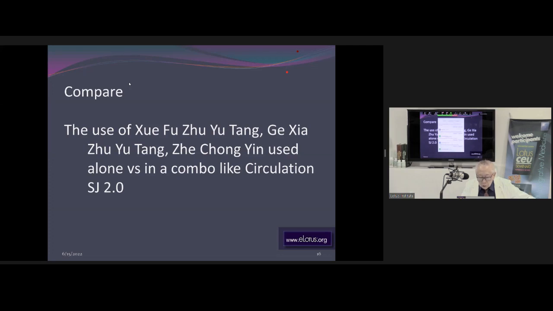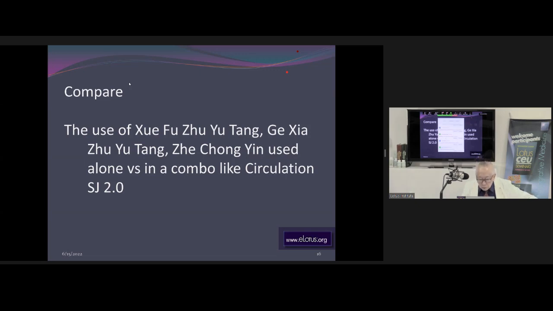Why don't you use Shao Fu Zhu Yu Tang for the lower jaw? Shao Fu Zhu Yu Tang is for warming up the lower jaw. It's not for the pain. I use it for infertility, for people with endometriosis, which is considered a very severe cold condition and constriction. I don't use it for abdominal pain.